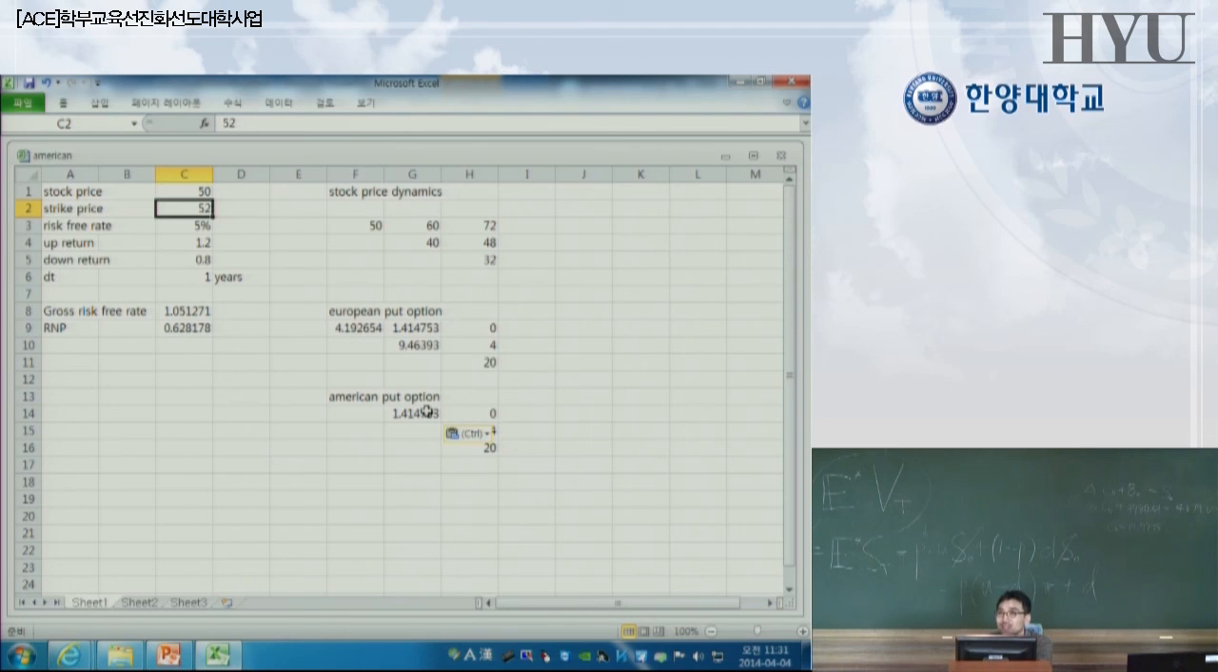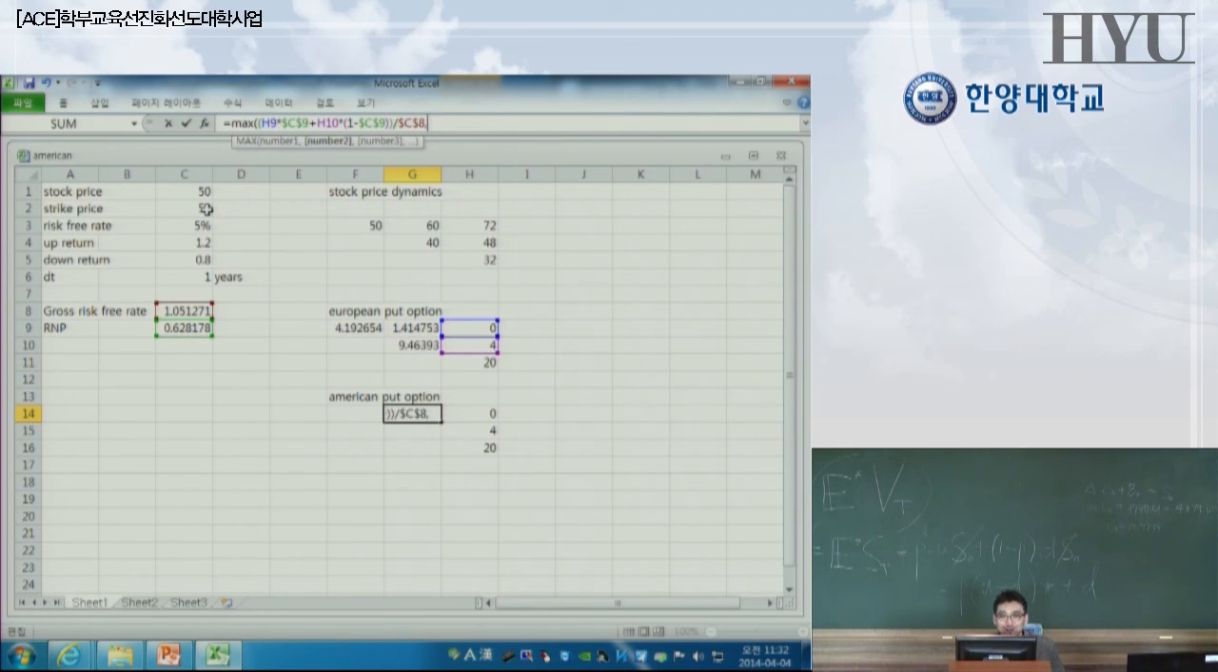So we will simply keep. If we keep, the value is $1.4. If we don't keep, we are losing $10. So we don't want to exercise the option, right? So basically, we compare this value and the value of exercising the put option.